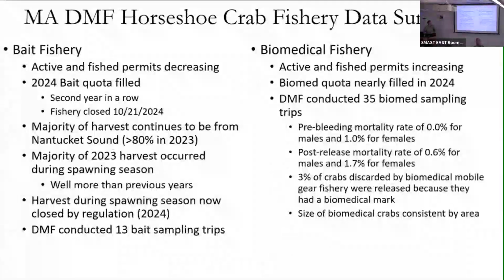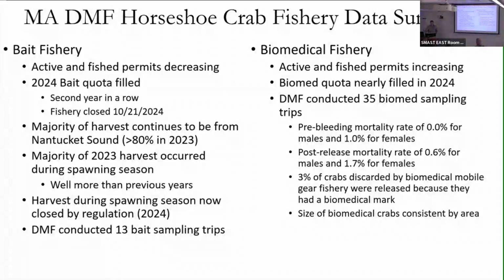So fisheries dependent data summary. For the bait fishery, active fish permits continue to decrease. The 2024 quota was filled. That closed in October of this past year. The majority of harvest continues to be from Nantucket Sound. I expect more of that in the future with the new regulations. The majority of 2024 harvest occurred during the spawning season, which is now closed to fishing, and is well more than previous years. And DMF conducted 13 bait sampling trips in 2024.